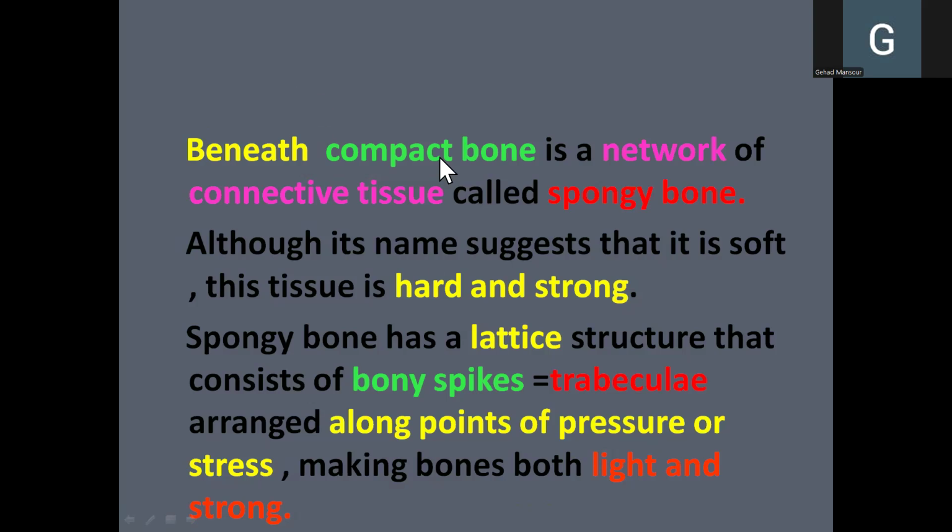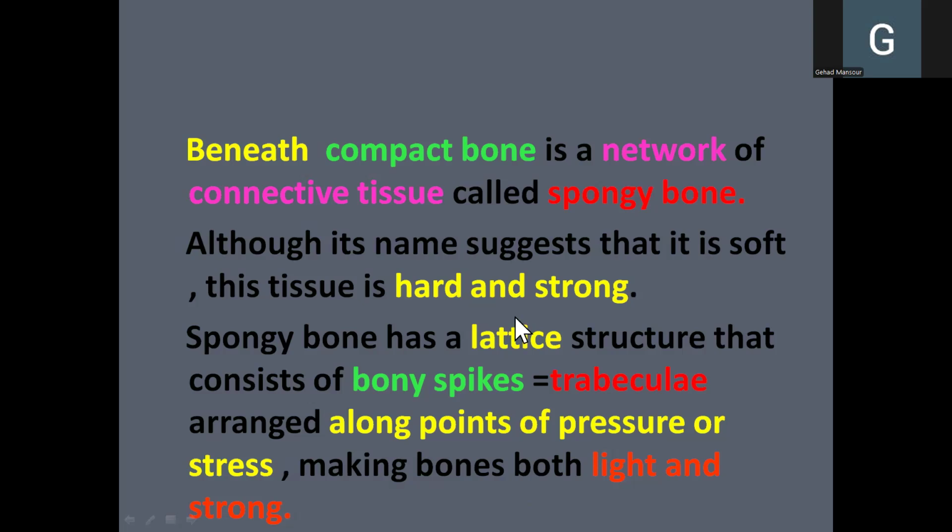But underneath the compact bone, we have a connective tissue that is also calcified. As I said a couple of minutes ago, this calcified connective tissue is called spongy bone or cancellous bone because it is full of spaces. Although the name suggests that it's a weak type of bone because it contains spaces, yet it's not at all soft or weak, but it is hard and strong.